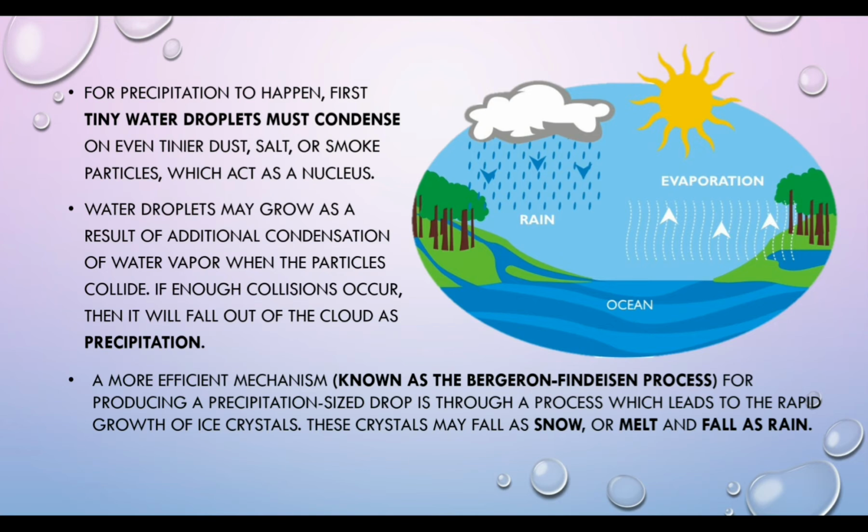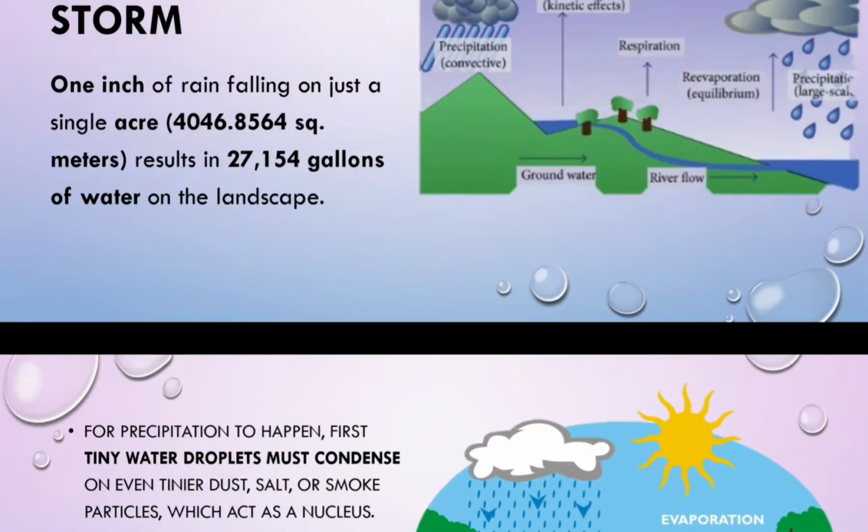A more efficient mechanism, known as the Bergeron-Findeisen process, for producing a precipitation size drop is through a process which leads to the rapid growth of ice crystals at the expense of the water vapor present in a cloud. These crystals may fall as snow or melt and fall as rain.